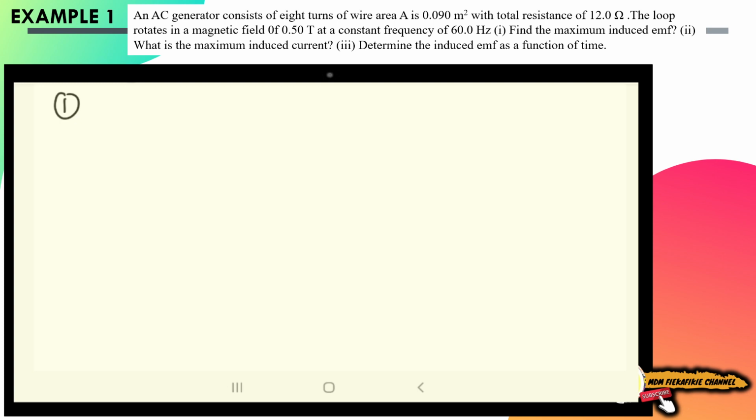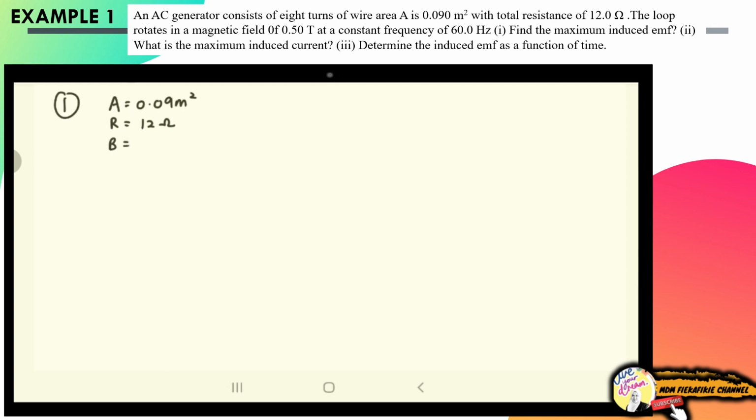Question number 1, we have an AC generator that consists of 8 turns of wire and the area is given as 0.09 meters squared, with the total resistance of the loop being 12 ohm. The loop rotates in a magnetic field of 0.5 Tesla and the frequency of the rotation is given as 60 Hertz.